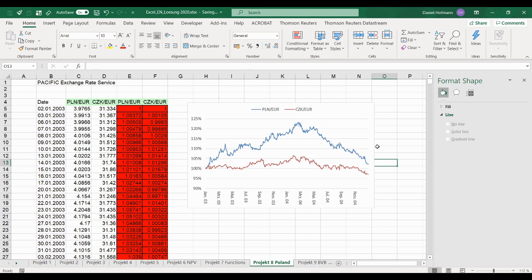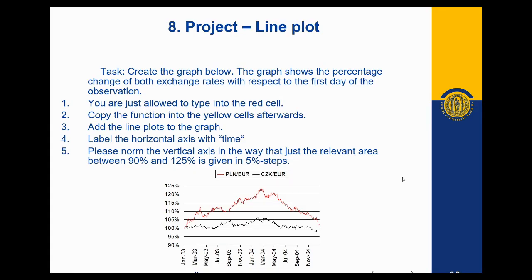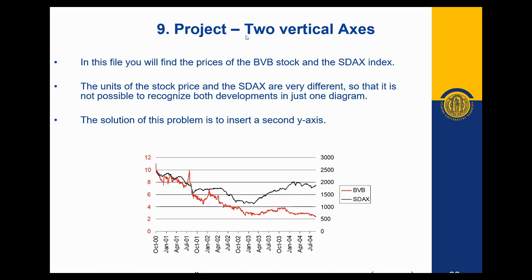Okay, I think this is pretty much what we were supposed to do. So let's see what project 9 brings. Project 9 is about 2 vertical axes.